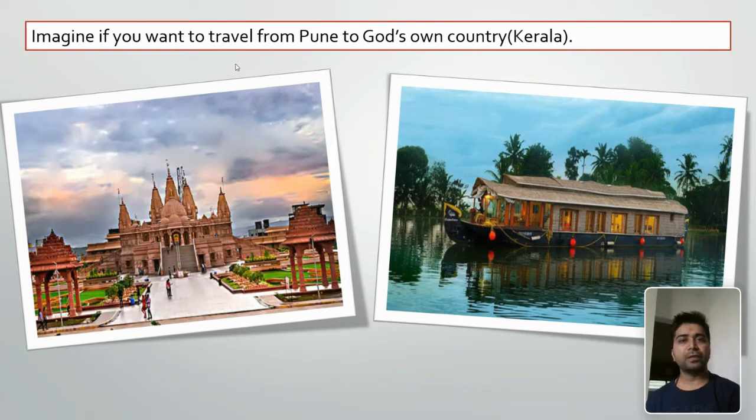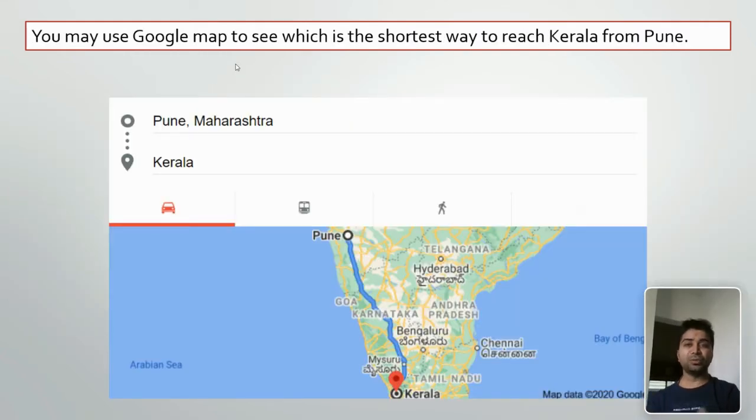Suppose you want to travel from Pune to God's own country, Kerala. What do people generally do? You will type it in Google or check it in your maps and just mention, this is my source and this is my destination. I want to go from this place to this place, right? This is what you people do. Now you have entered this, and it will show this kind of stuff, right? So Google Maps will give you the shortest route by which you can reach your destination faster. This is how Google Maps works.